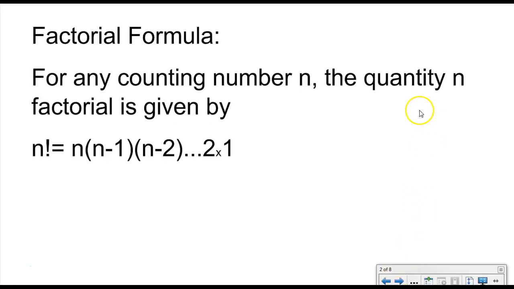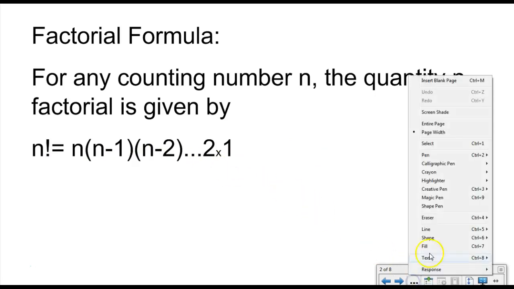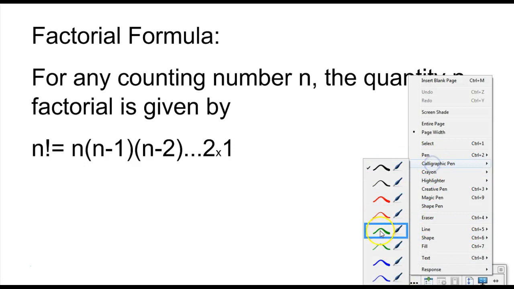For any counting number n, the quantity n factorial is given by n factorial, that's what this symbol right here means: n times n minus 1 times n minus 2, all the way down to 2 times 1. What does that mean to you? Let's go ahead and look at it.